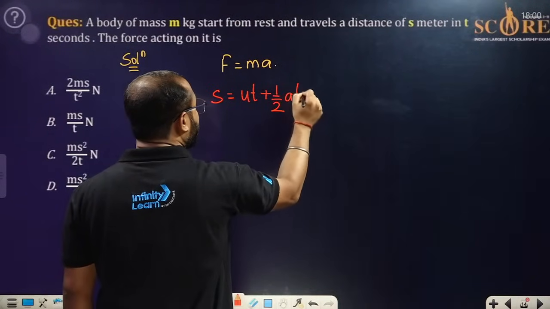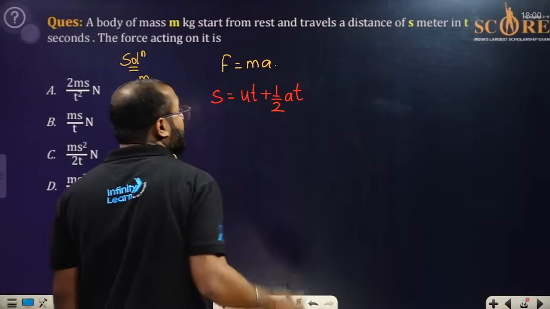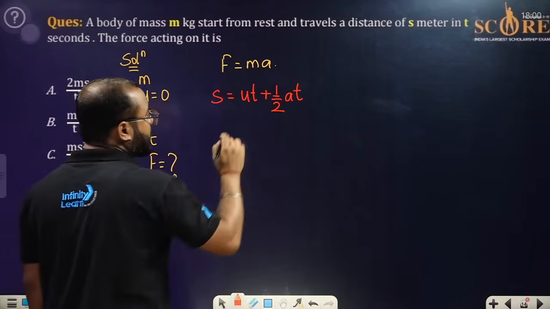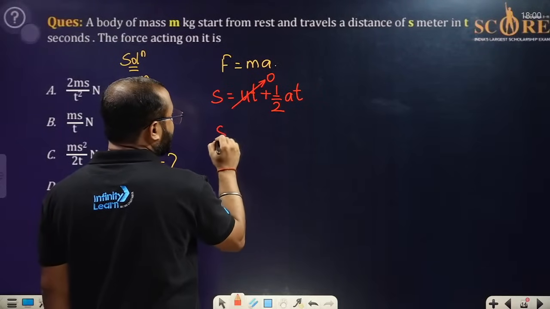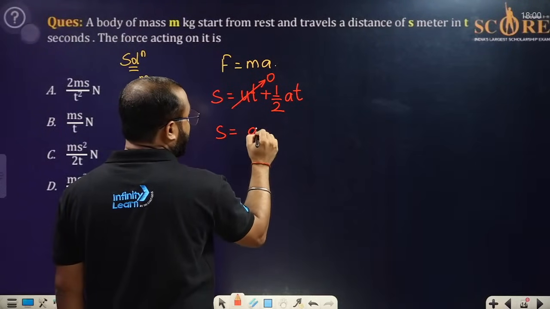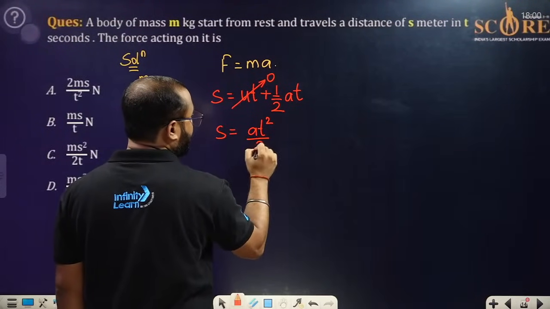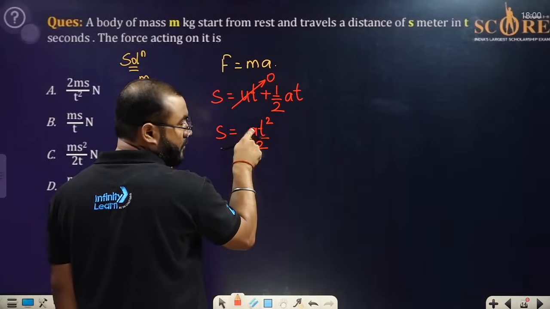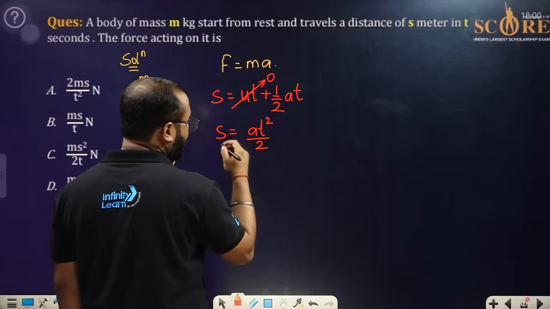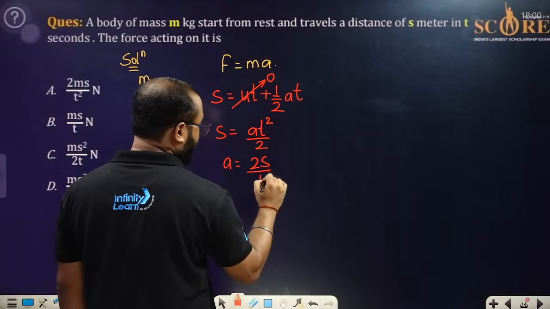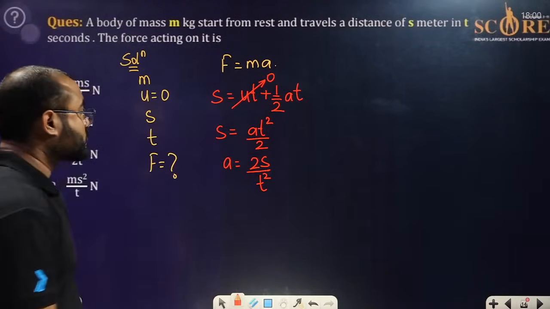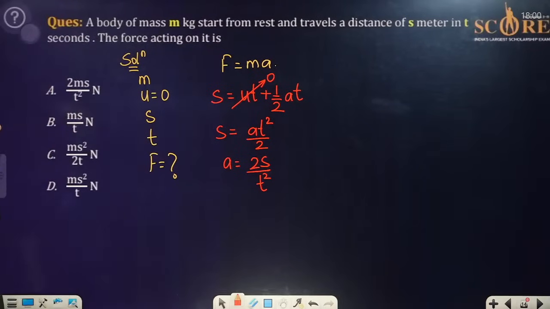Why? Because we have the value of t and the value of s, and we have to find out the value of a. Initially it was completely at rest, so u will be 0. So we have s equals a t square by 2. If we want to find out the value of a, it will be 2s by t square. The value of a is 2s by t square.